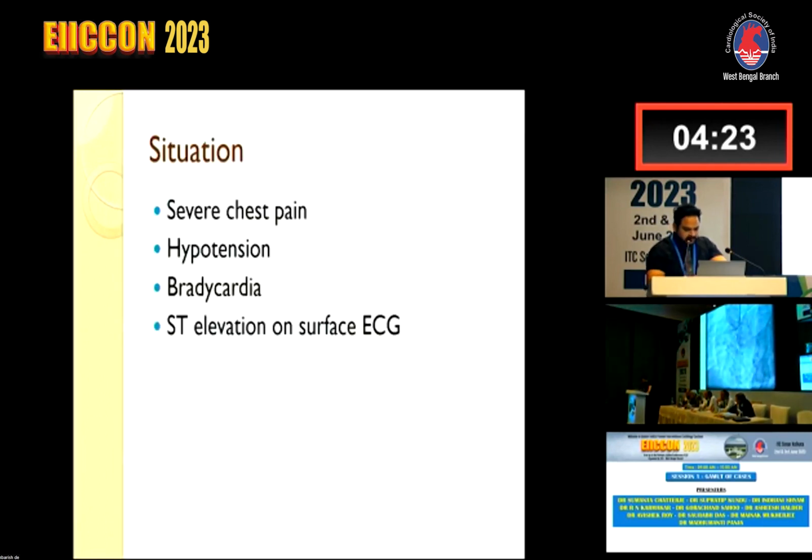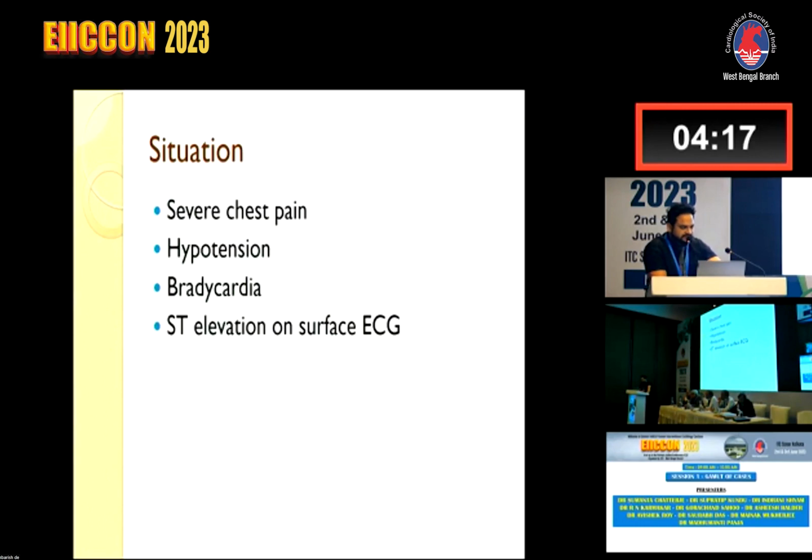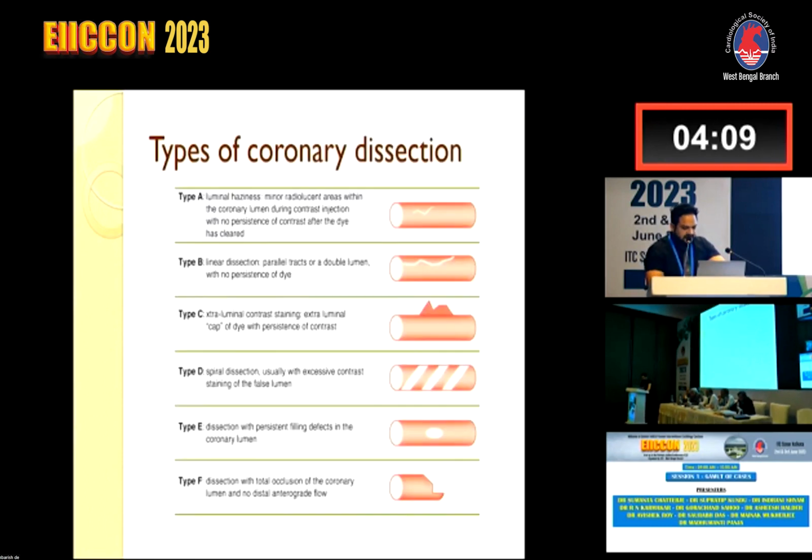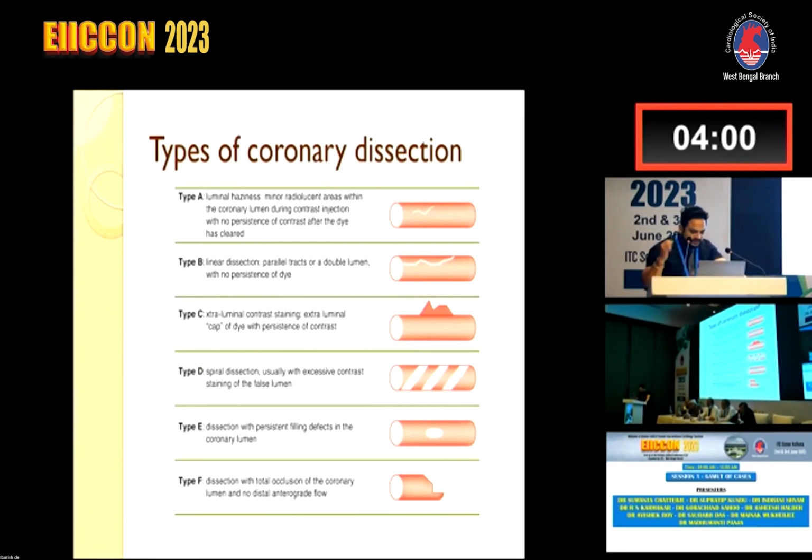The patient had severe chest pain radiating to the back, hypotension with systolic blood pressure going to 50, bradycardia, and ST elevation on the surface ECG. Now what to do next? If you see the type of coronary dissection, this was type F. There was a dissection with total occlusion of the coronary lumen, and no distal antegrade flow.